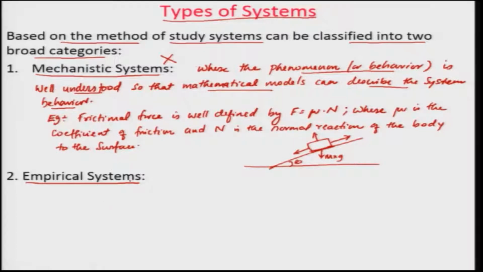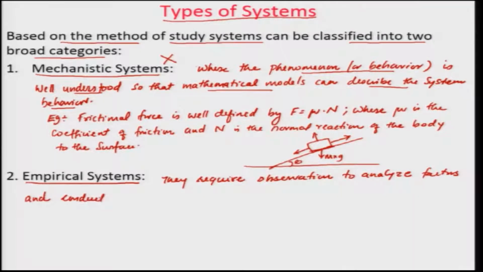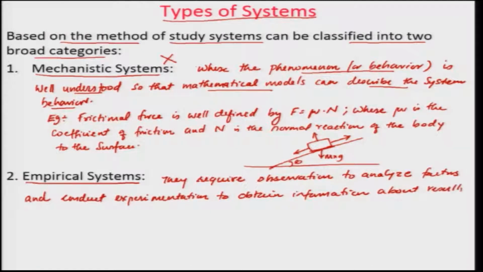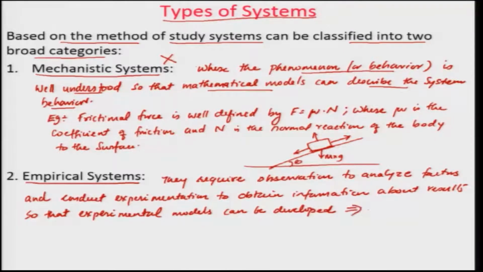We are mostly focused on empirical systems. So, empirical systems require observations to analyze factors and conduct experimentation to obtain information about results, so that experimental models can be created, can be developed. Such systems are called empirical systems.